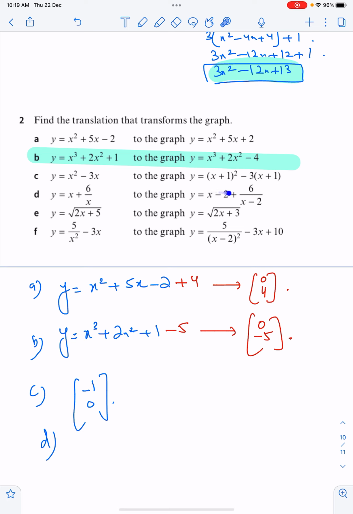In the D part, once again if you notice, there is a horizontal translation because in place of every x they have plugged in x minus 2. That means the whole graph, x minus 2, has gone onto the right by 2 units. That means the translation is going to be (2, 0).